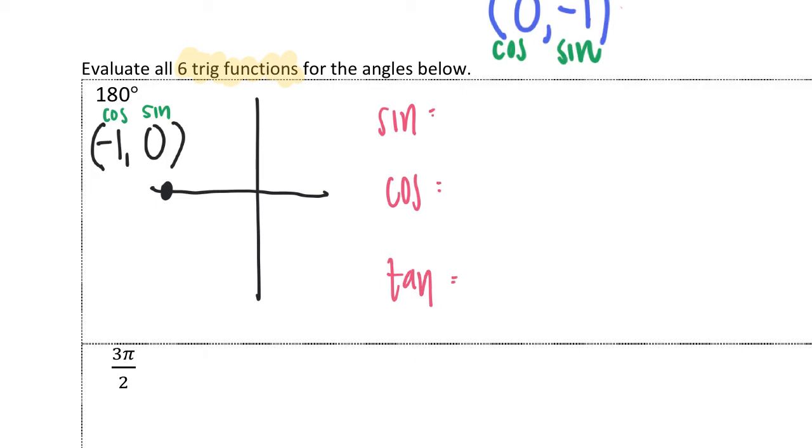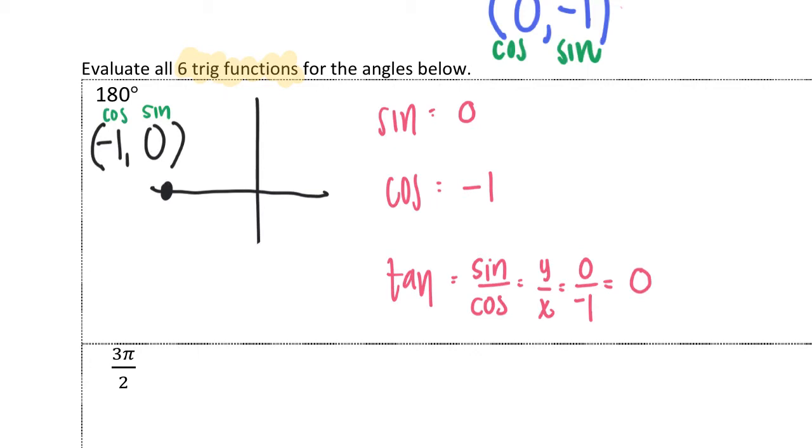The sine, you simply just look at the y value and it is 0. The cosine, you simply look at the x value, it is -1. The tangent is the sine divided by the cosine, or y divided by x. Our y value is 0, our x value is -1. 0 divided by -1 is 0.